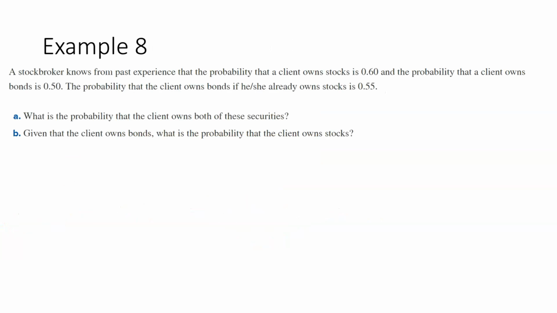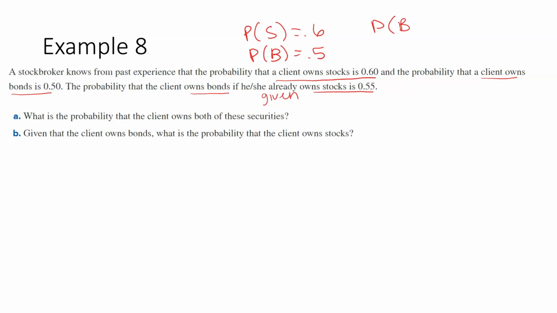So a stockbroker claims from the past that the probability a client owns stocks is 0.6 and that a client owns bonds is 0.5. The probability that they own both, given they own stocks, is 0.55. What is the probability that they own both? So what do we have here? We have the probability of stocks is 0.6, the probability of bonds is 0.5, and we have the probability of bonds given that they own stocks is 0.55. And we want to know that they own both.